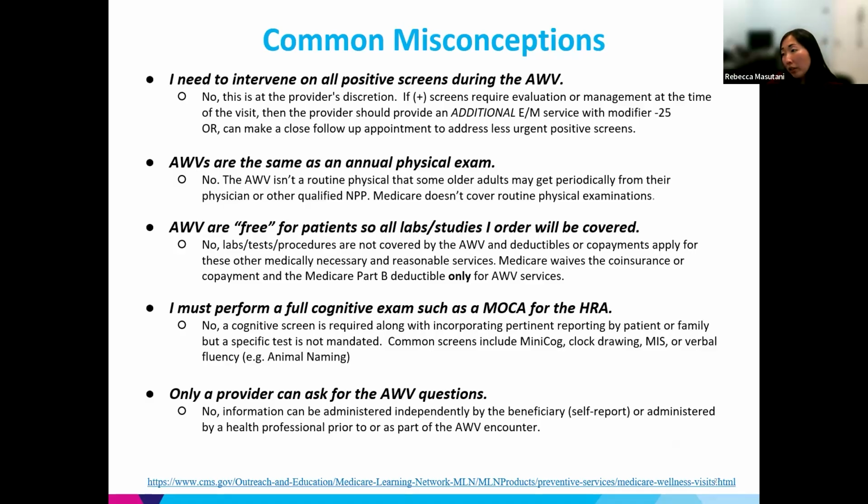If there are any positive screens during the annual wellness visit that is evaluated or managed at the time of the visit, the provider should consider adding an additional E&M code to the annual wellness visit code using modifier 25 in order to be appropriately compensated for a more thorough evaluation of the positive screen. Providers can also schedule a close follow-up for these patients if a patient does screen positive.